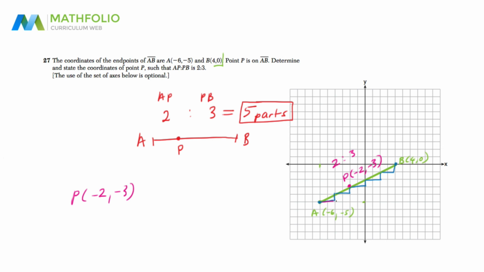Another way you could do this is you could make a triangle here, and you could obviously see it's a right triangle. Now the distance up and down on this leg of the right triangle is 5, and the distance across here from -6 all the way to 4 is 10. And again, it's no coincidence that the 5 and the 10 are multiples of the total number of parts. And you could then split this horizontal distance into a ratio of 2 to 3 and split this vertical distance into a ratio of 2 to 3. And then where these meet, that would end up also giving you your answer. So that was question number 27.